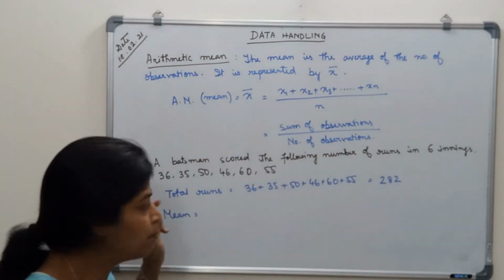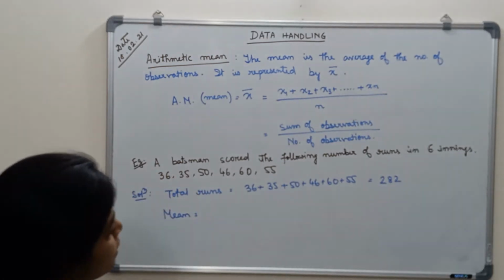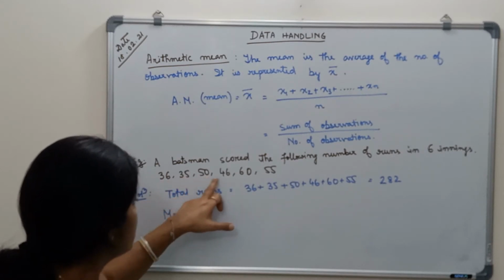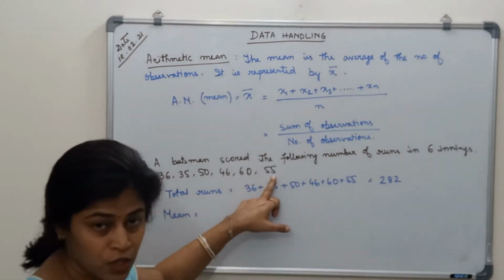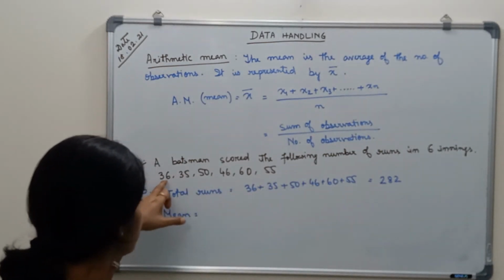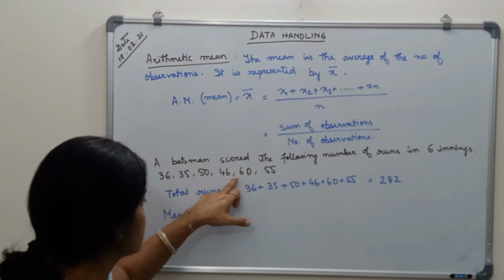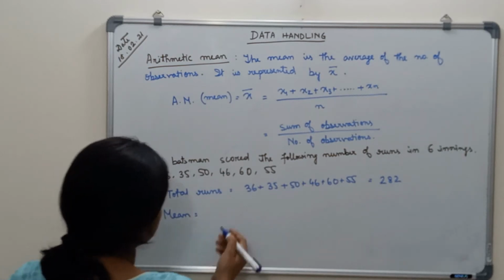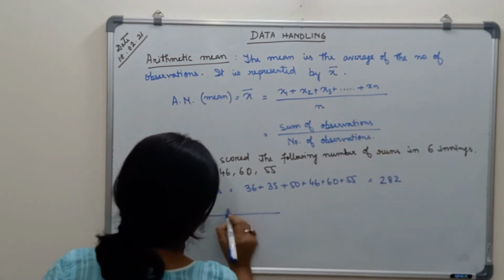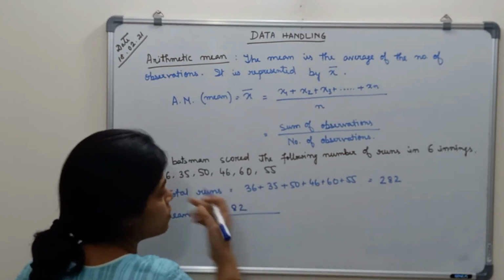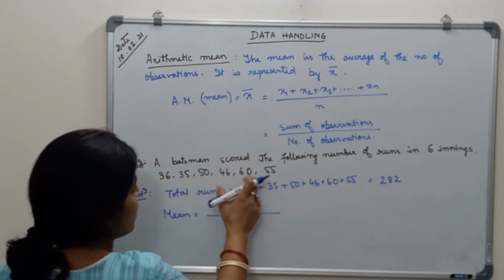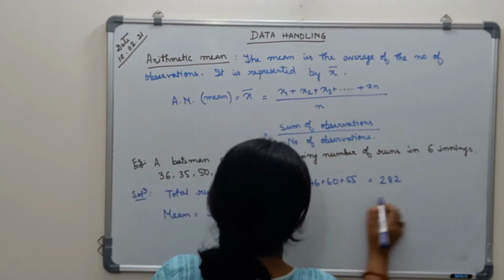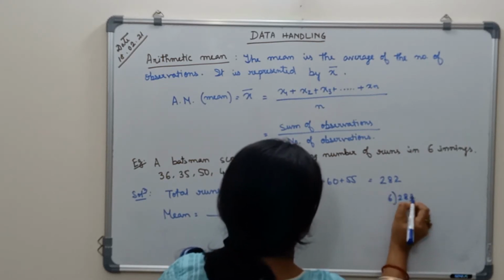Now coming to one example. Suppose a batsman scored the following number of runs in 6 innings: 36, 35, 50, 46, 60 and 55. What is the total run? The total run is 36 plus 35 plus 50 plus 46 plus 60 plus 55, that is 282. So what will be the mean? The total sum of the observations, that is 282, divided by the number of observations. How many observations do we have? 1, 2, 3, 4, 5, 6. So divided by 6. So what will the answer be?